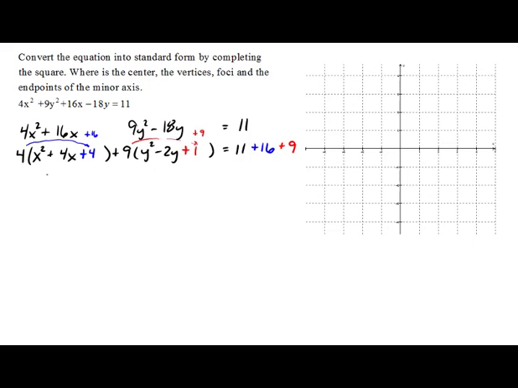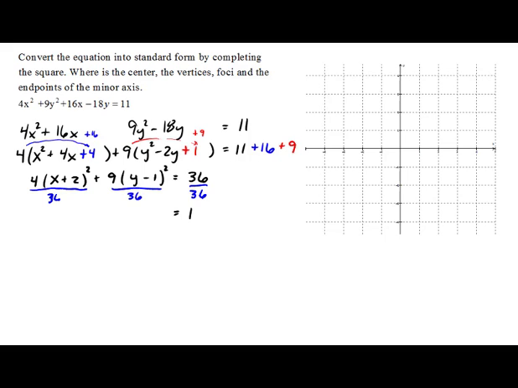All the squares are completed, so I can write the left side as 4 times an x plus 2, the quantity squared, plus 9 times a y minus 1, the quantity squared, and that equals, if I add up all the numbers on the right side, 36. Now finally, to complete writing the equation of this ellipse in standard form, I need to divide each side by 36 so that my right side becomes 1, and that's what I want in my standard form. So I just need to make sure I divide every term on the left side by 36.